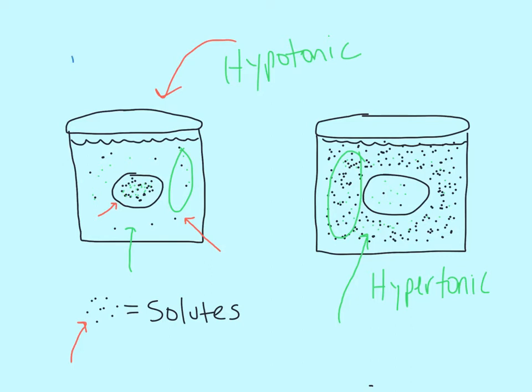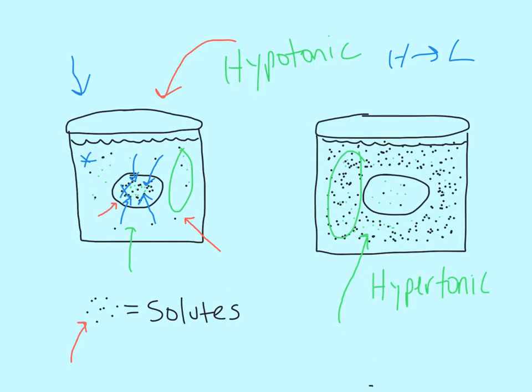Now, in this hypertonic solution, since there's more solutes inside the cell, that means there's less water. That means water is going to want to move from high concentration of water to low concentration of water. Since there's more solutes inside the cell, that means there's more water out here outside the cell in the solution. In this case, water is going to want to move into the cell through osmosis.